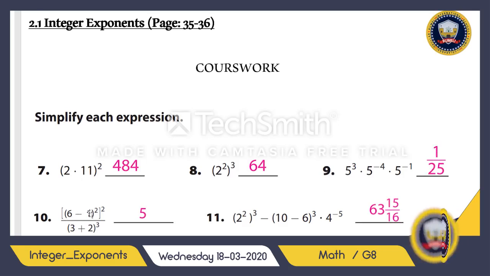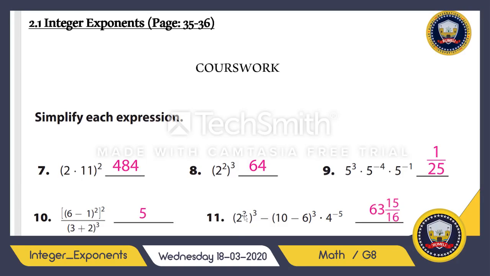Here, 6 minus 1, 5 to the power of 2 to the power of 2, which is 5 to the power of 2 times 2, that is 4, 5 to the power of 4, divided by 3 plus 2 to the power of 3. 3 plus 2 is 5, 5 to the power of 3. So 4 minus 3 is 1, that is 5 to the power of 1, or just 5.